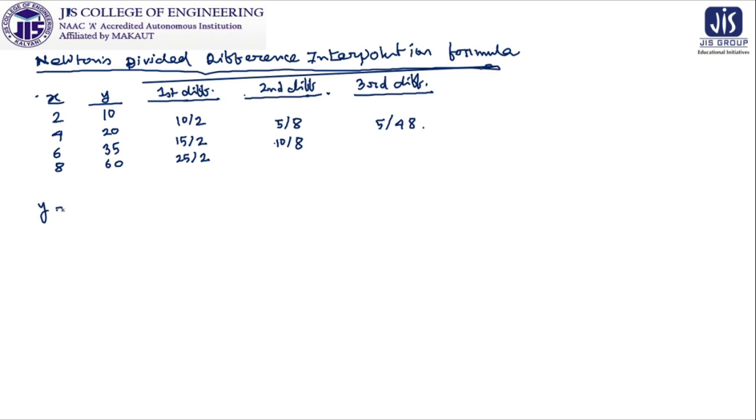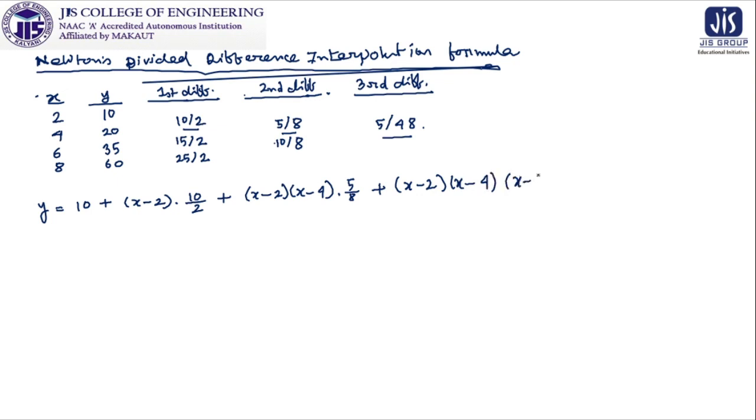So the interpolating polynomial here can be written as y is equal to, I am not writing the general polynomial now because it is there in the last-to-last slide. So it will be 10 plus x minus 2 into 10 by 2, because here we are going to use this value and this value, plus x minus 2 into x minus 4 into 5 by 8, plus x minus 2 into x minus 4 into x minus 6 into 5 by 48.